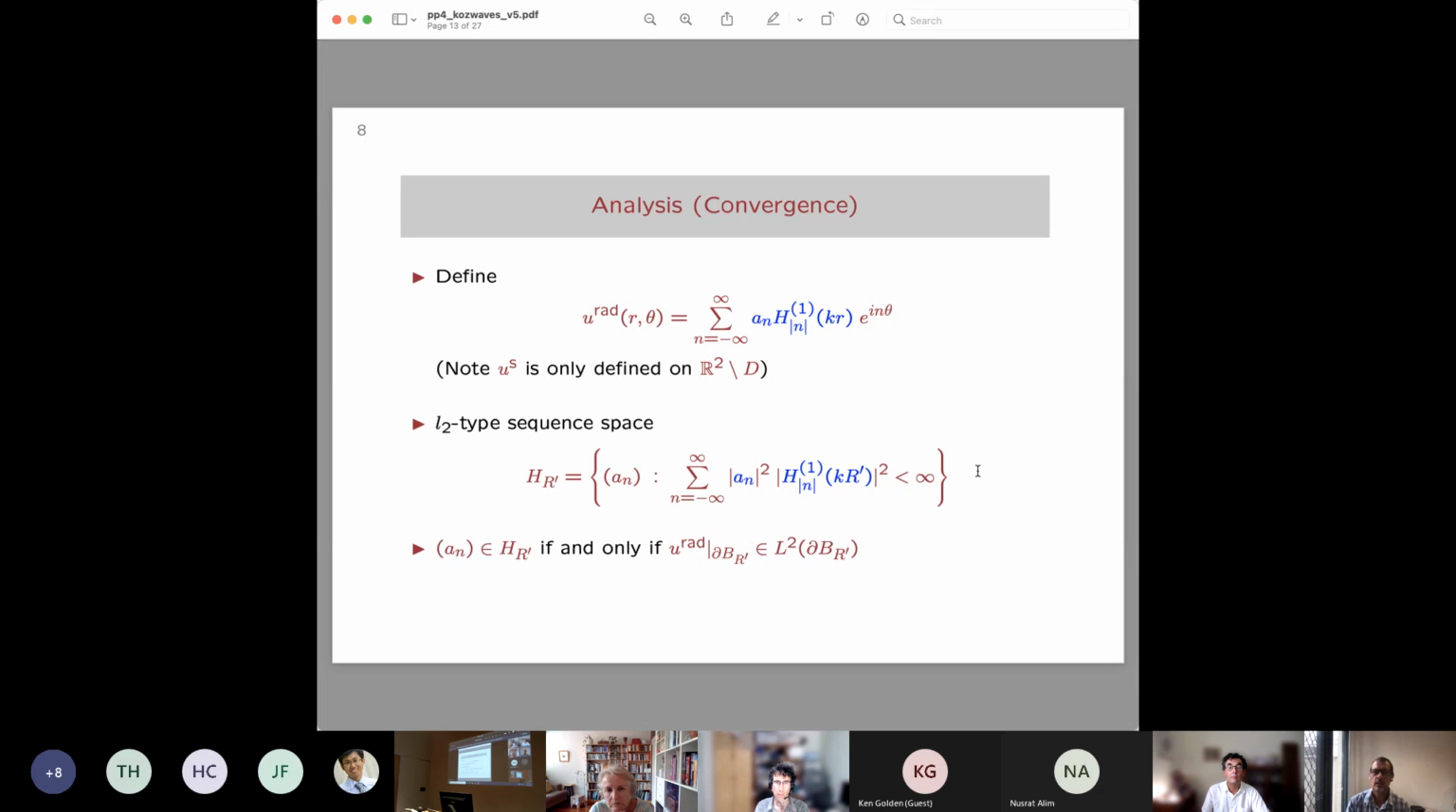And then I'm going to introduce this L2 type sequence space HR dash, and a sequence AN is in HR dash if it satisfies this decay condition. And it's useful to introduce these kind of sequence spaces because it's easy to show that the sequence AN is in HR dash if and only if the corresponding U-rad restricted to the sphere of radius R dash is in L2. So we've got this equivalence between nice behavior of the radiating field and belonging in this sequence space.